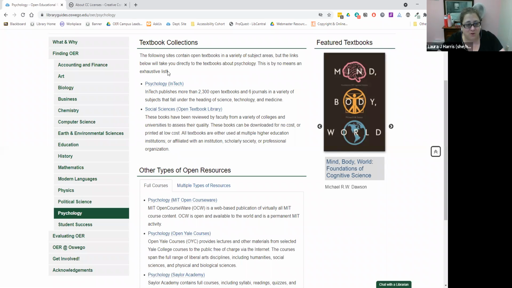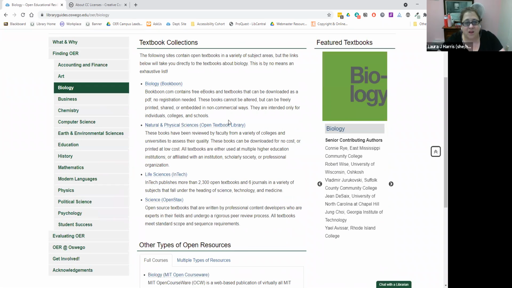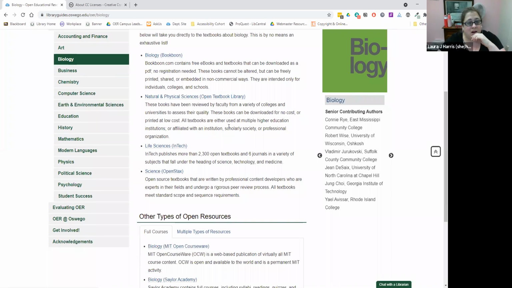The way I've organized this is that there are textbook collections you can look at. I personally like the Open Textbook Library as a place to start. They usually have reviews from people who have actually adopted the books. OpenStax is out of Rice University, and they have been around for quite a while. So they're a pretty reputable source as well.